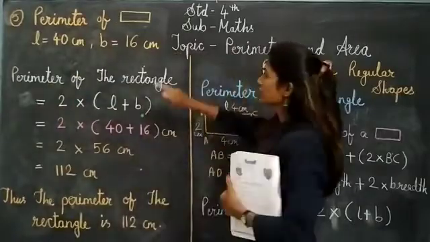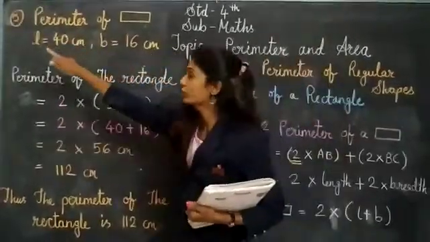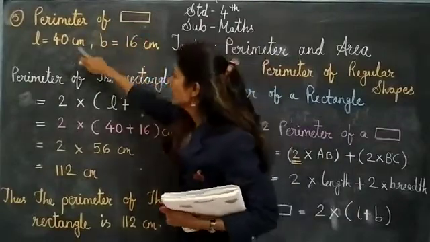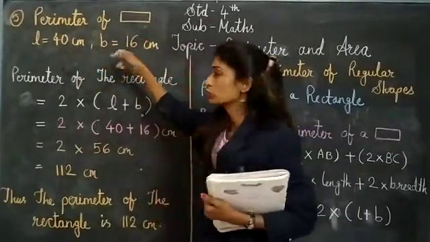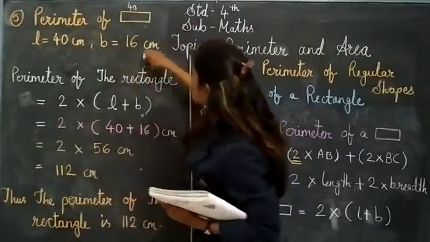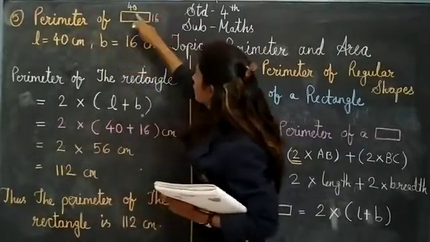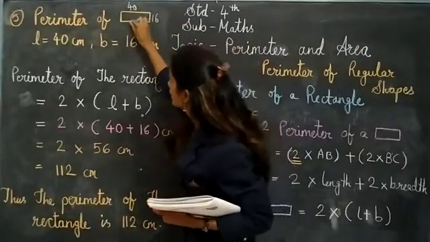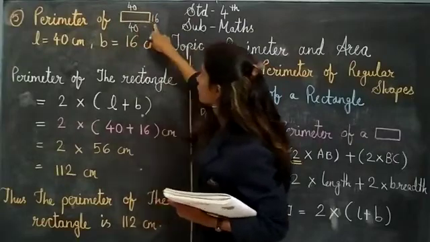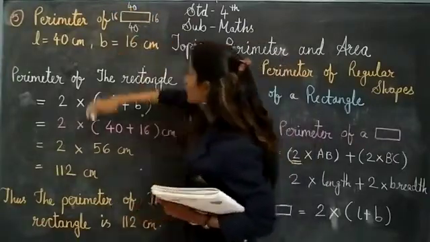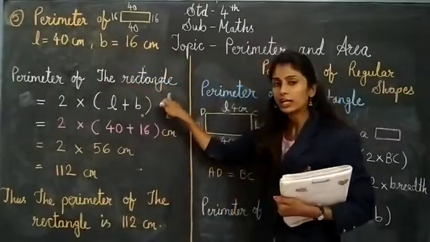Now children, let us see that example. Example number 5 in your textbook. Perimeter of a rectangle. Now length is given and breadth is given. So length is 40 cm, okay, and breadth is 16 cm. If this side is 40, definitely this side is also 40. If this side is 16, definitely this side is also 16. So let us find the perimeter of the rectangle.